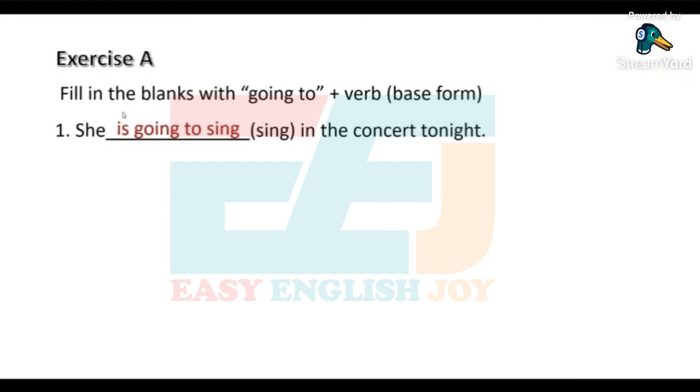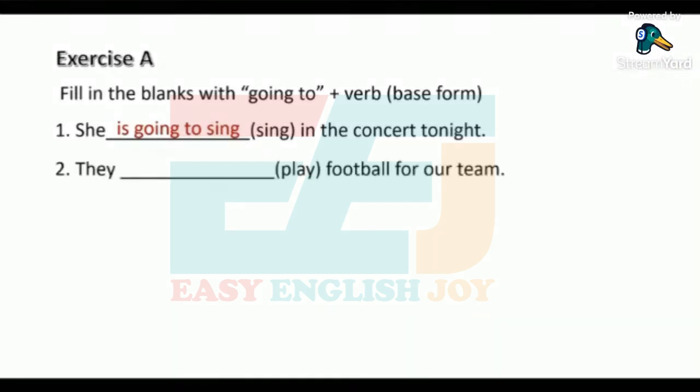So as you can see, we have here is because our subject is singular, which is she, or you can contract this as well. She's going to sing in the concert tonight. Number 2, 5 seconds. Answer. They are going to play football for our team. They're going to play football for our team. So we have here are because of our subject, which is they.